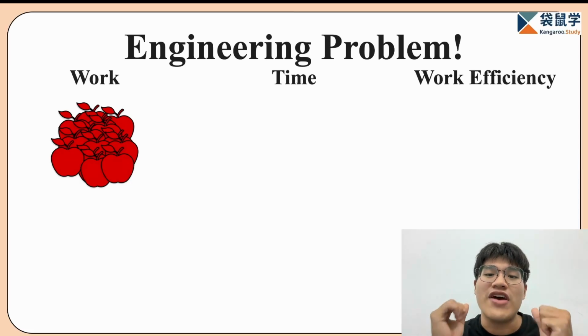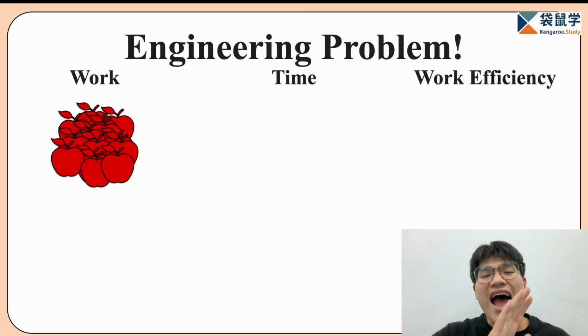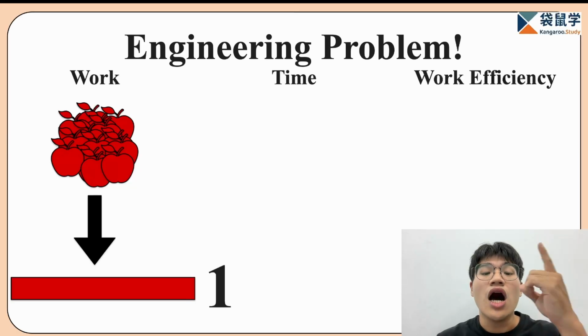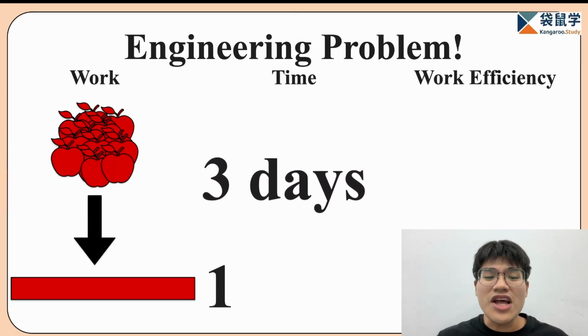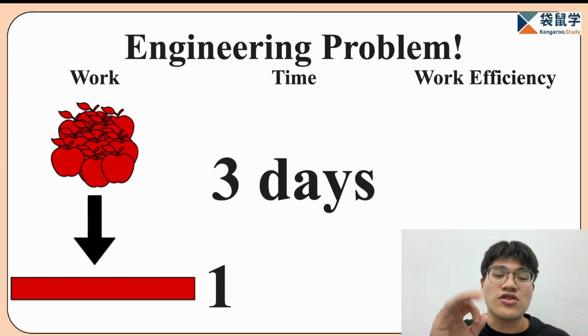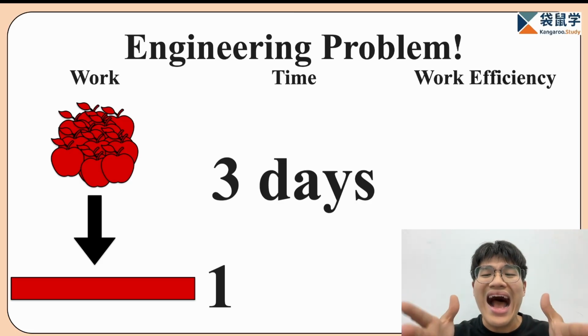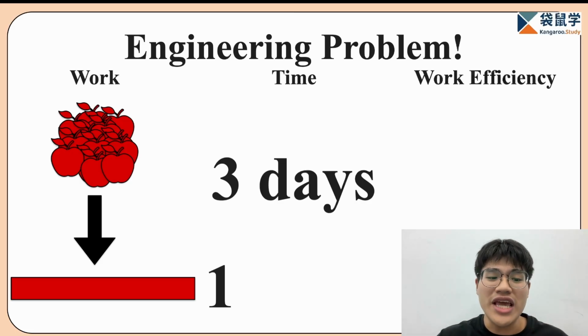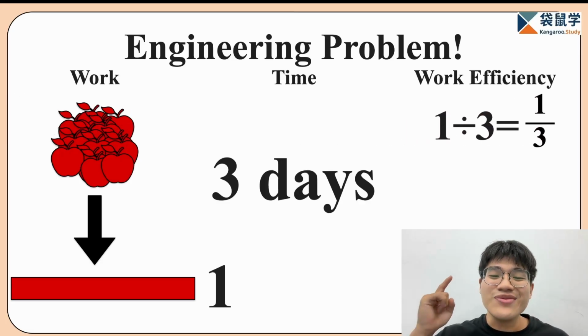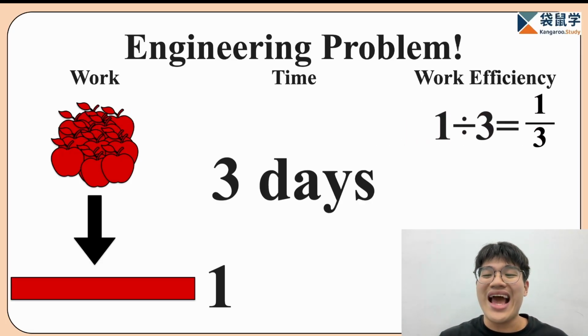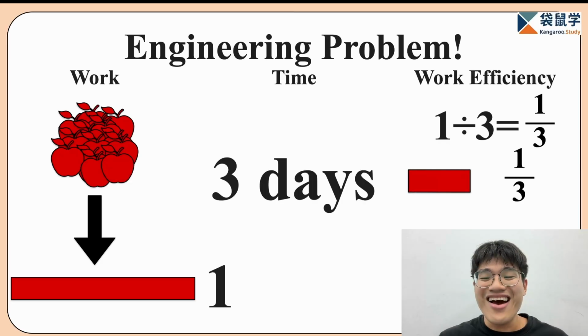Now let's see another example here. This is the amount of apples I have to eat. However, I don't know how many of them, so let's see it as a whole one. I still know that I have 3 days to finish all of them. Then how many apples do I have to eat per day on average? We can use 1 divided by 3. We can get 1 over 3. So I know that I have to eat 1 over 3 of the apples per day in this example.